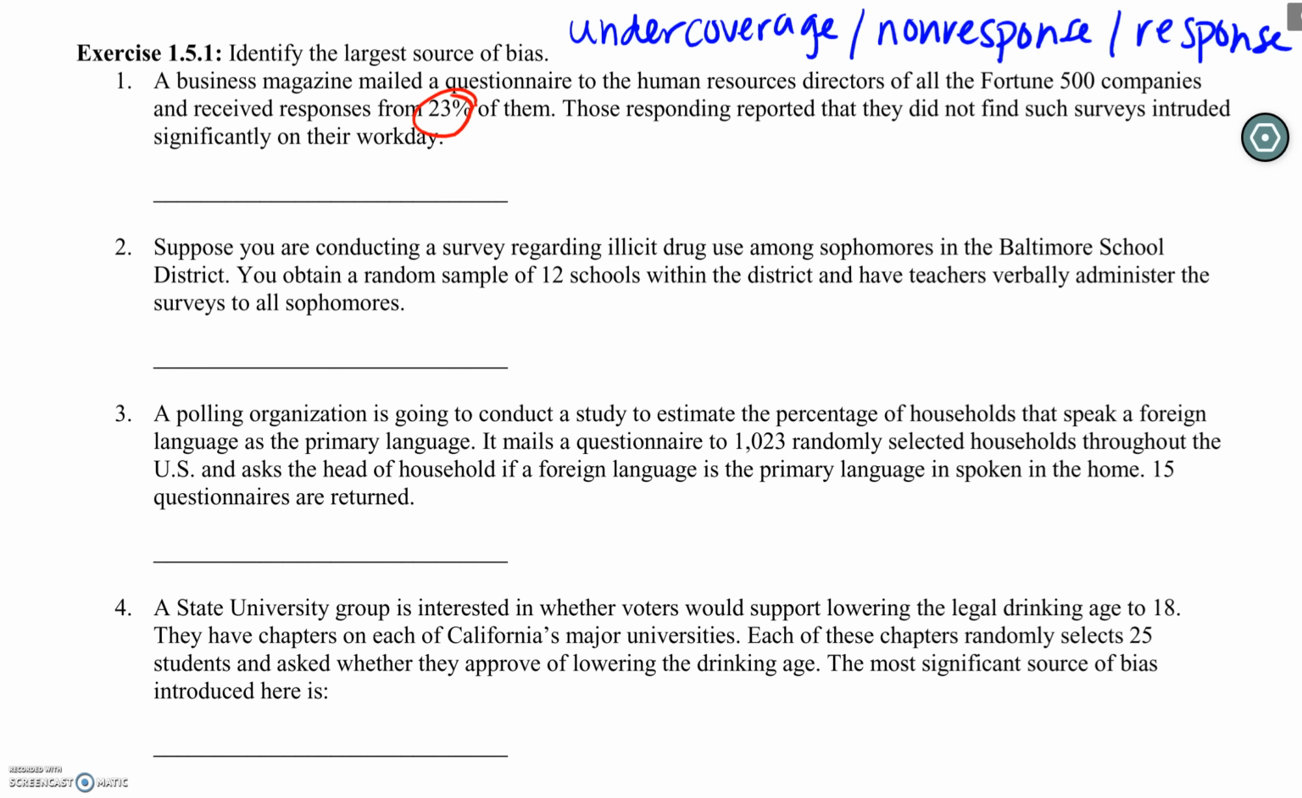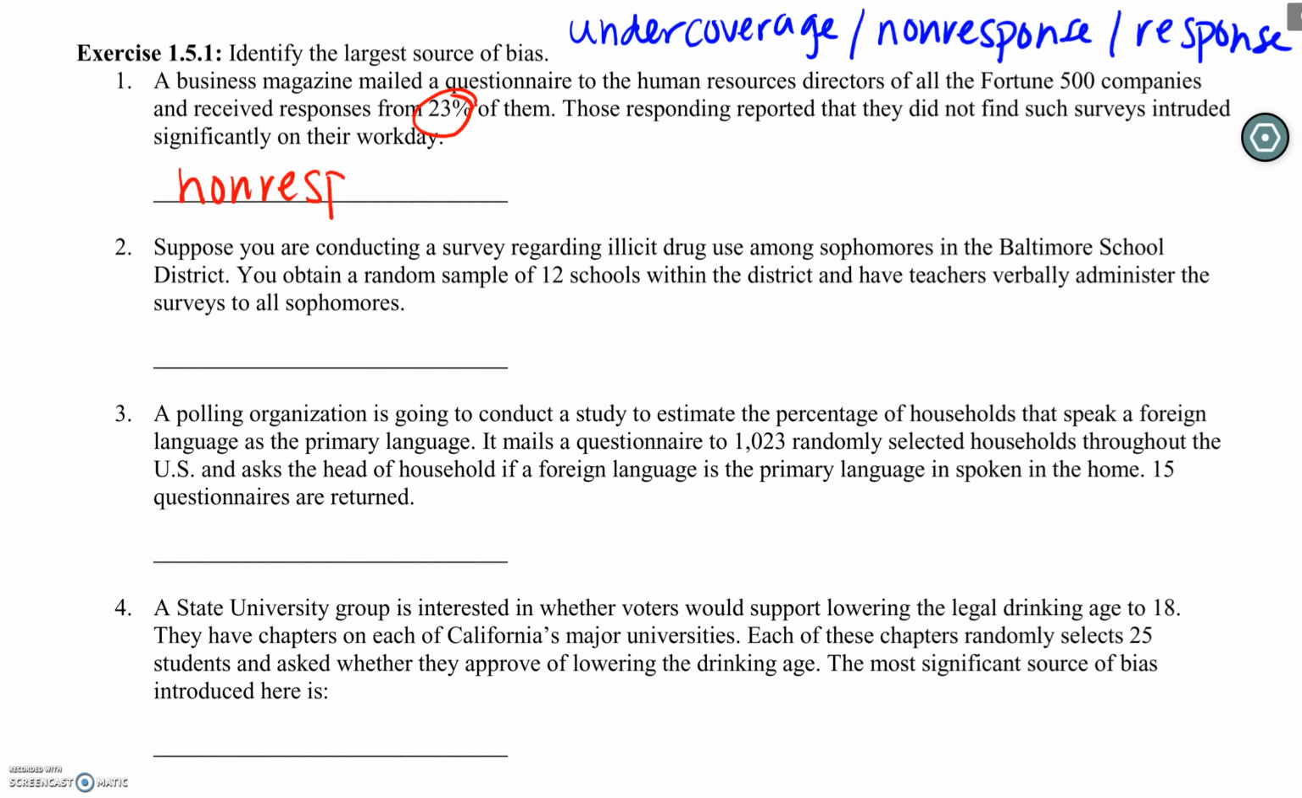In fact, the response bias is not a response bias. The people are telling us the accurate information. The fact that we are letting people not respond, who probably think that this is actually an encroachment on their workday, is the bigger problem. So this is a non-response issue.